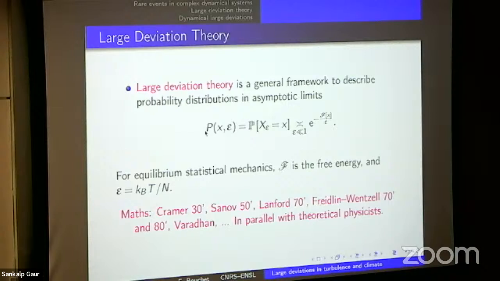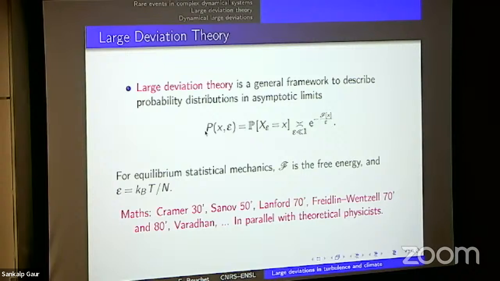If you can find an asymptotic behavior where P of x and epsilon goes like the exponential of minus F of x divided by epsilon, where this strange symbol means logarithmic equivalence, roughly speaking, meaning that the log of the left-hand side is equivalent to the log of the right-hand side, but I will define this more precisely later on. Then you say that you have a large deviation principle. You call F the large deviation rate function and epsilon the large deviation rate. This is extremely useful, as you will see later.